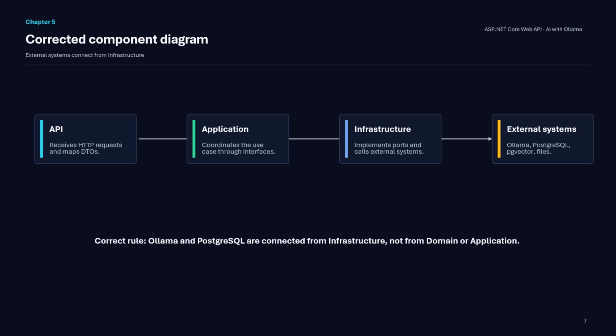This slide reinforces the corrected dependency rule. A common mistake is letting the application or domain call the database or Ollama directly. In a clean design, external systems are connected from infrastructure. Application depends on interfaces, and infrastructure implements those interfaces. This makes it possible to test the use case with mocks or fakes, and to replace Ollama later with another provider.